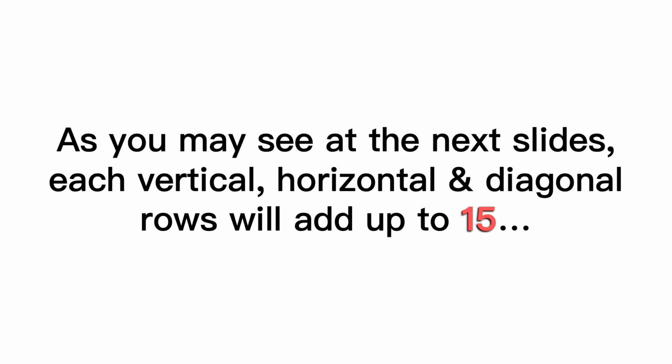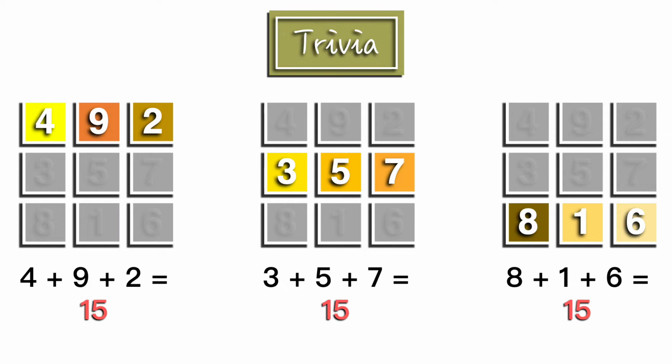As you may see at the next slides, each vertical, horizontal and diagonal row will all add up to 15. These 3 horizontal rows, as you can see, the totals are all 15. The top horizontal row of 4 plus 9 plus 2 equals 15, 3 plus 5 plus 7 equals 15, and the bottom horizontal row of 8 plus 1 plus 6 also equals 15.